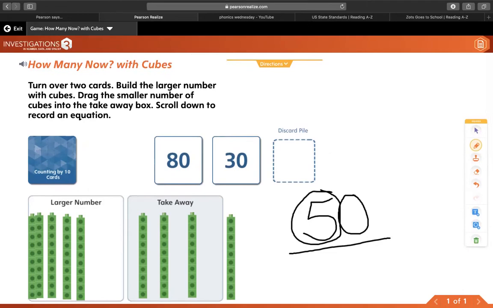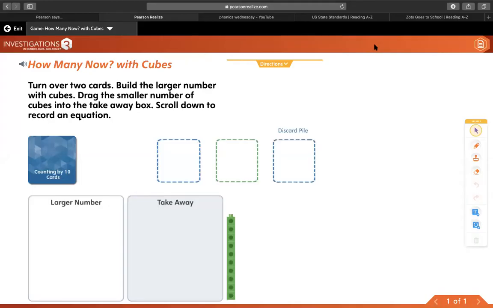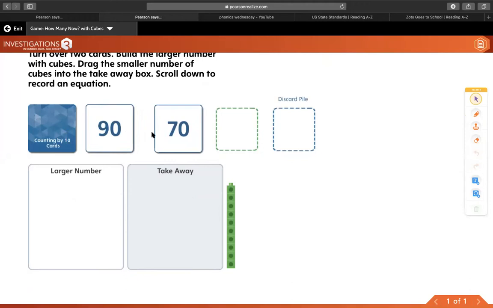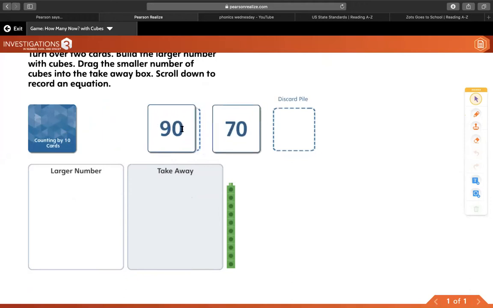All right, let's try another one. Here's our first card, 70. Here's our next card, 90. All right, so we need to take away, we're taking away 70 from 90.